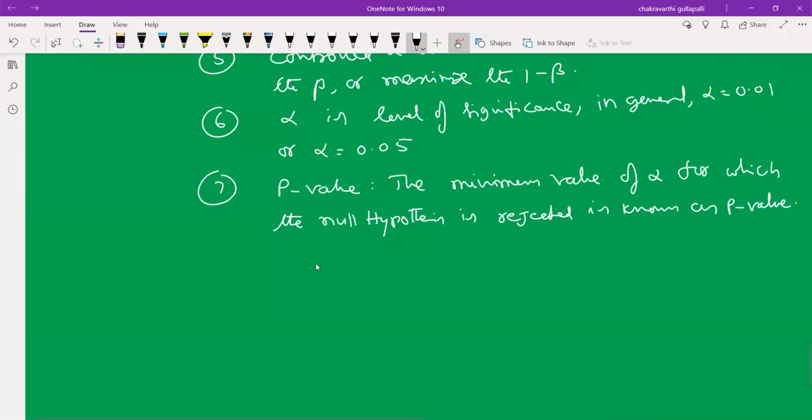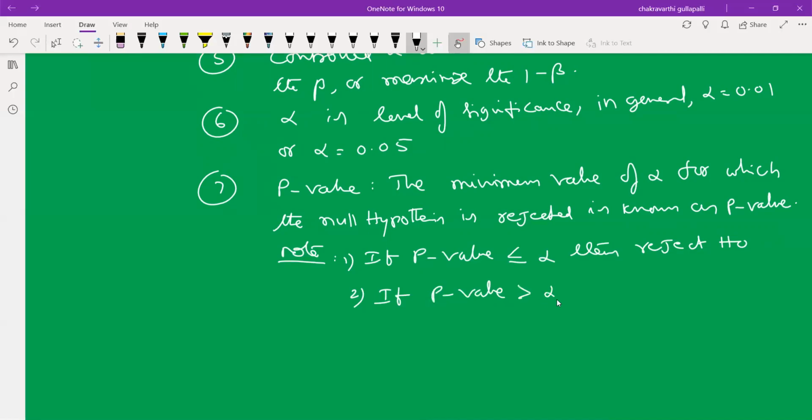P-value. So, an important note for the p-value. If the p-value is less than or equal to alpha, then reject the null hypothesis. That is the first point. Second point: if the p-value is more than alpha, then accept H naught.